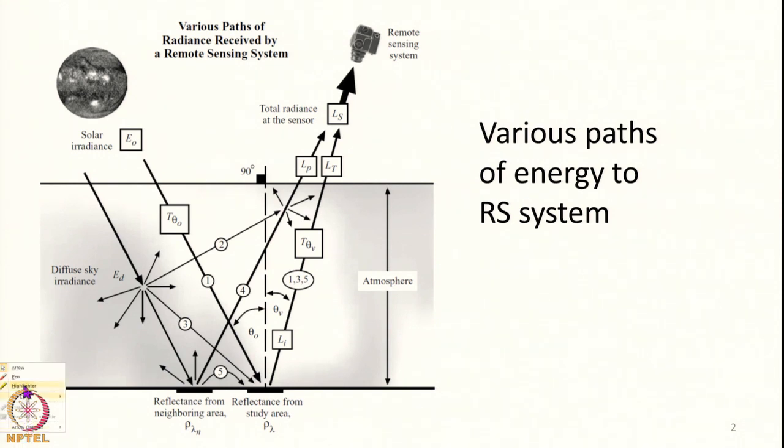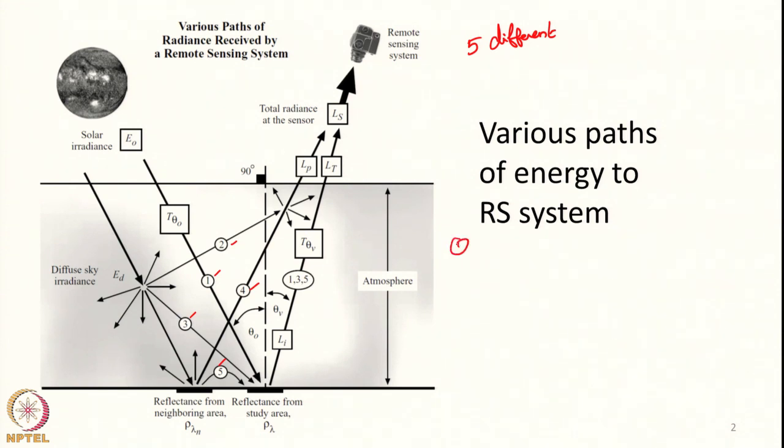If you look at this particular slide, in this figure, I have given 5 different paths: path 1, path 2, path 3, path 4 and path 5. 5 different paths in which the energy can reach a sensor or in which energy can interact. What are those 5 paths? First, we will take path 1.